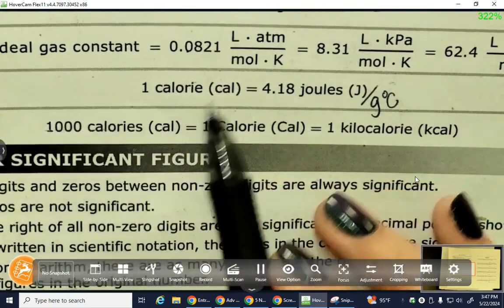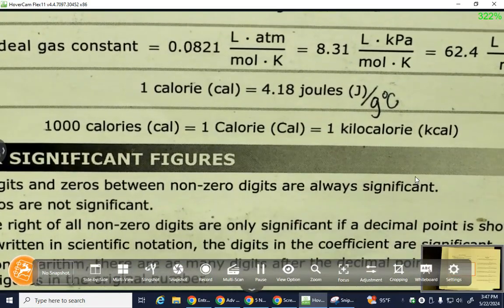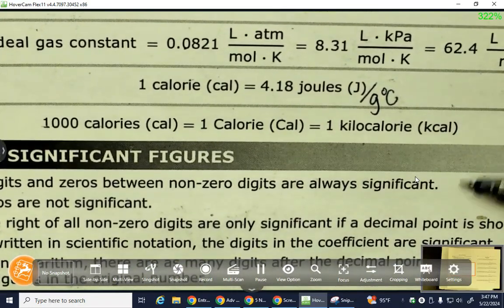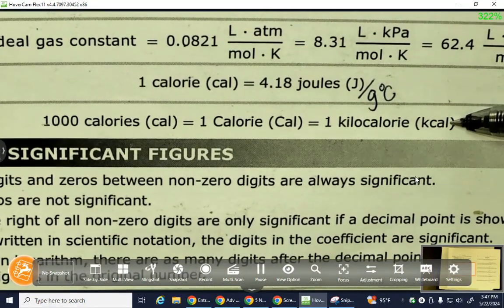1 calorie is 4.18 joules. That is not the same thing as the calorie that you eat. The ones that you're counting when you eat is actually a kilocalorie. All right? So it's 1,000 calories. Just so you know. Cool? All right. Usually I get that question.